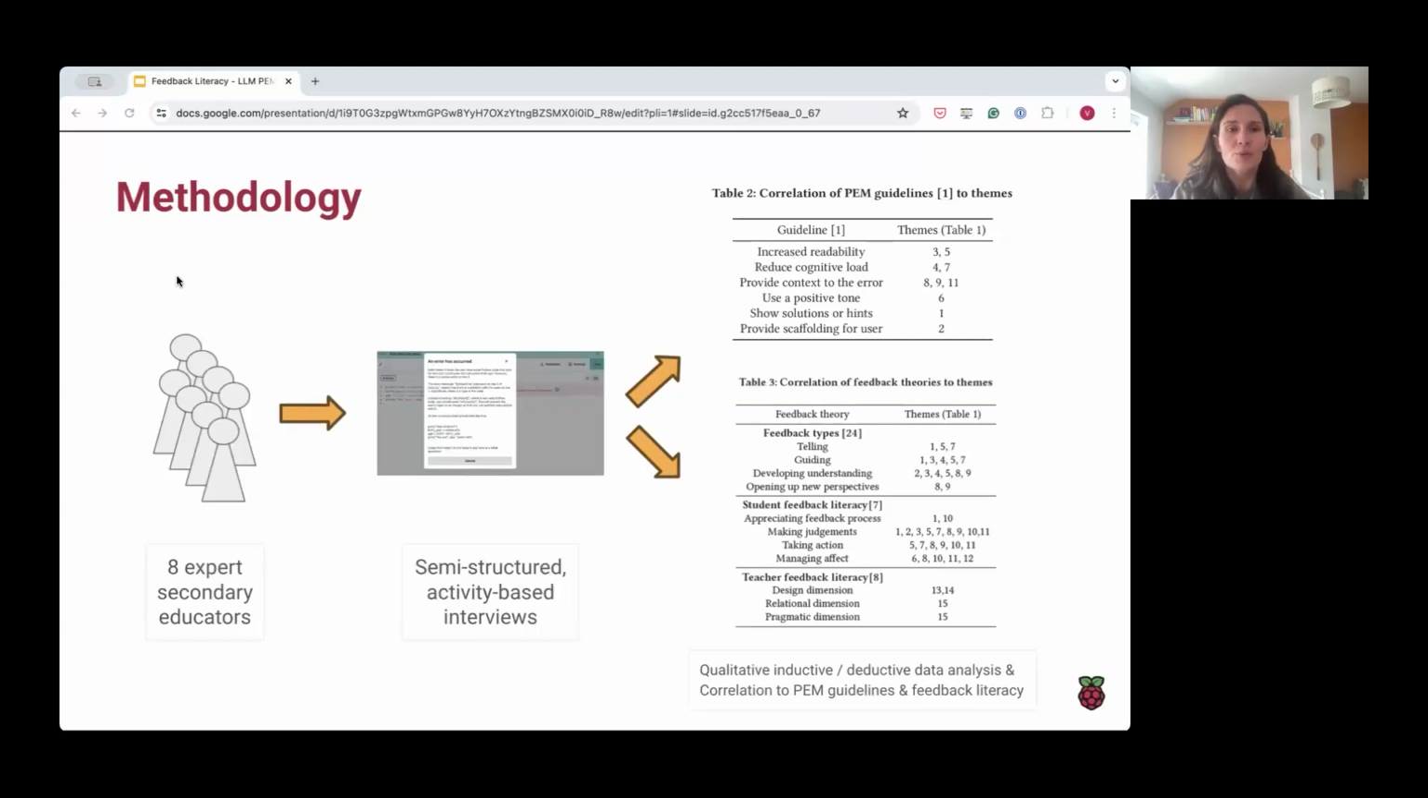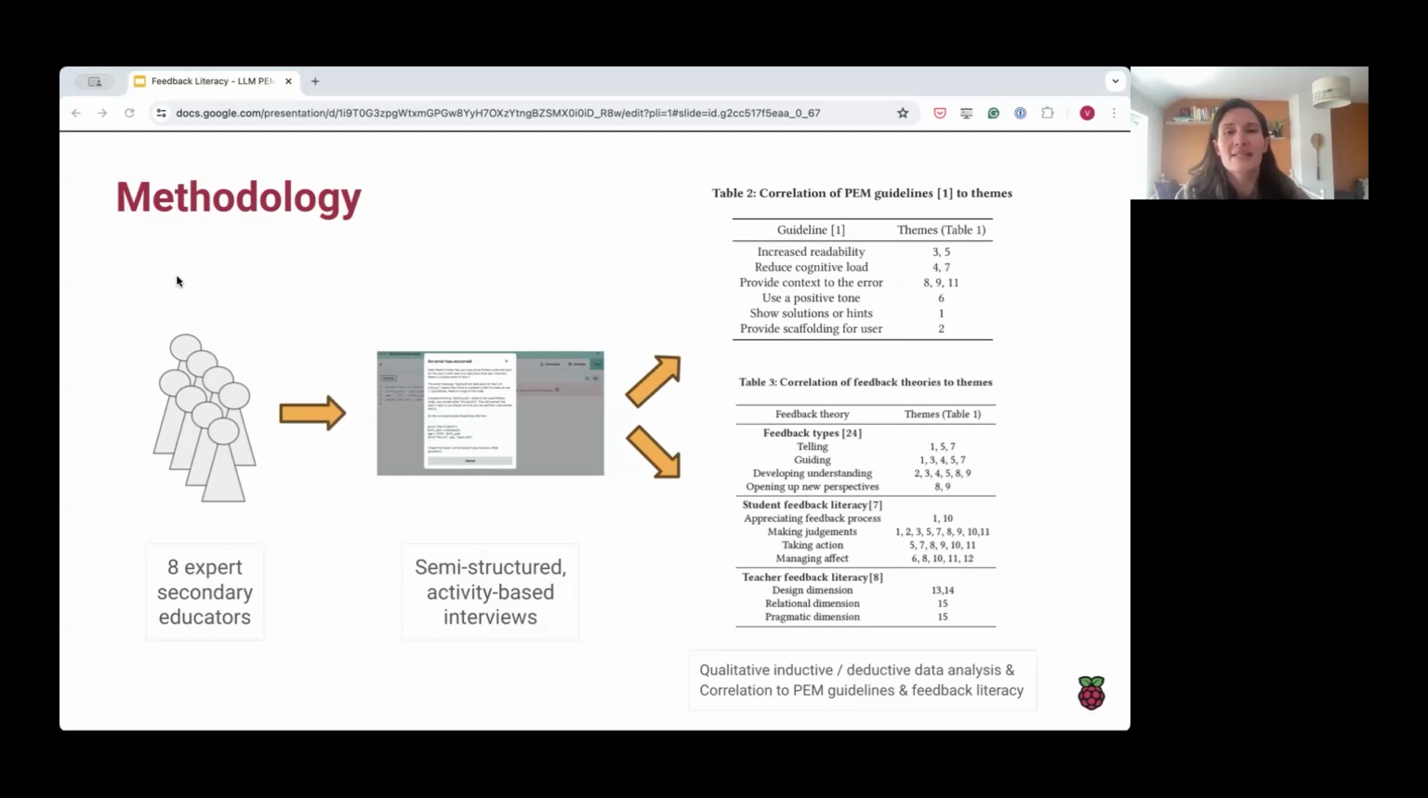To conduct the study, we interviewed 8 expert computing educators. The interviews were semi-structured, activity-based interviews, where the educators got to experiment hands-on with the prototype, whilst completing an already existing Key Stage 3 Python programming task available on the Raspberry Pi website. The task involved the generation of a random number, simulating a dice. The educators were encouraged to make the type of errors they typically see their students making, or errors they might be curious to see the output of the large language model for.